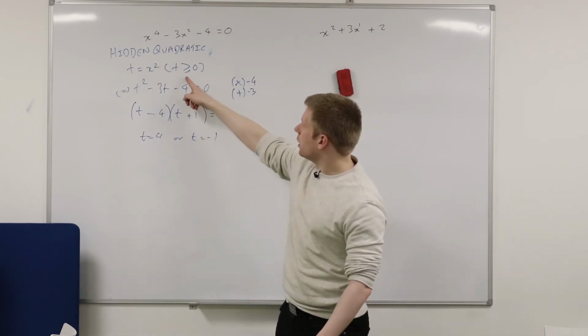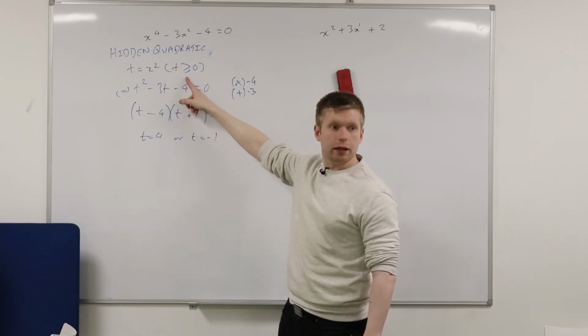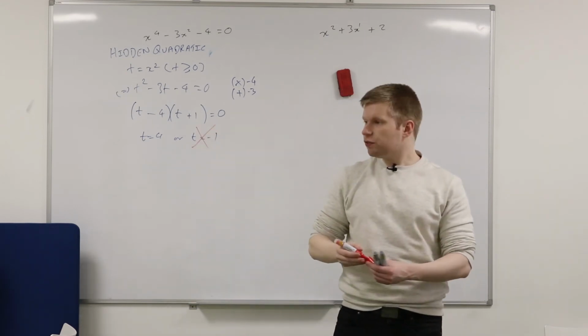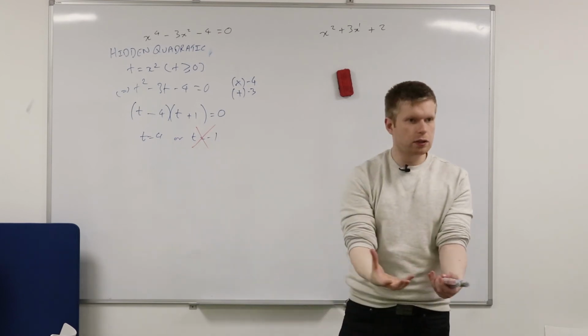Because look at the condition up here. T has got to be greater than or equal to 0. It can't be negative. So in fact, we have to rule this one out. And just for clarity, I am going to stick with it, even though we can rule it out at this stage, just to make sure that everybody's on the same page.